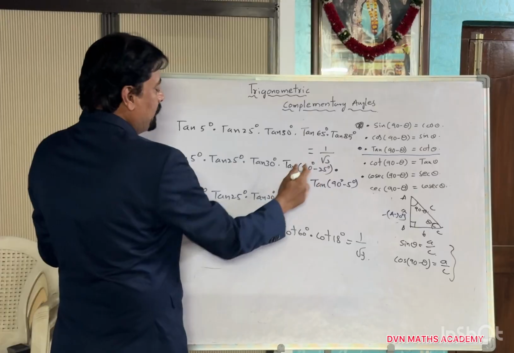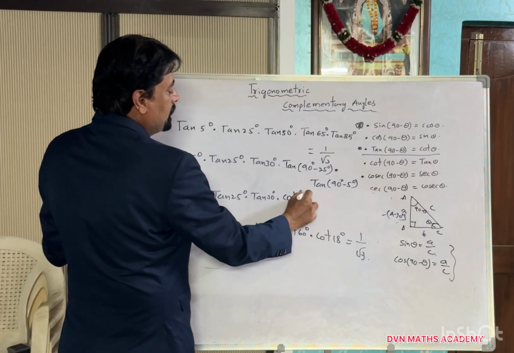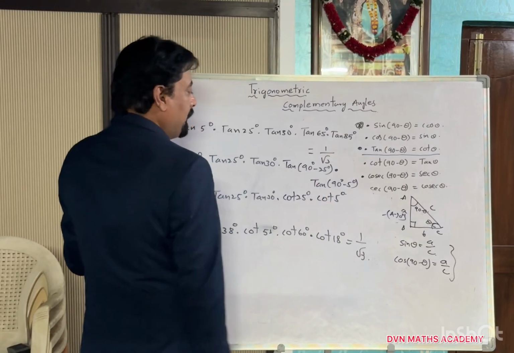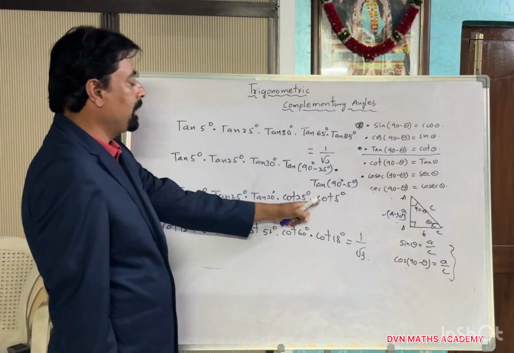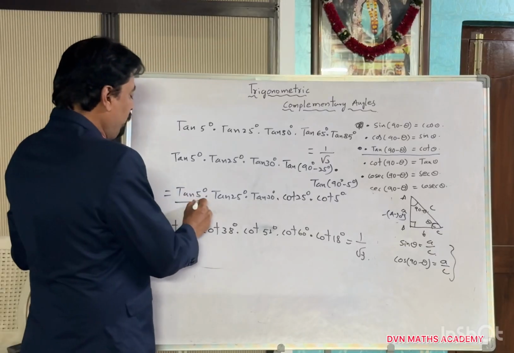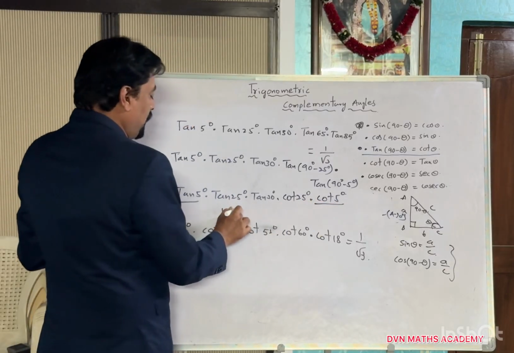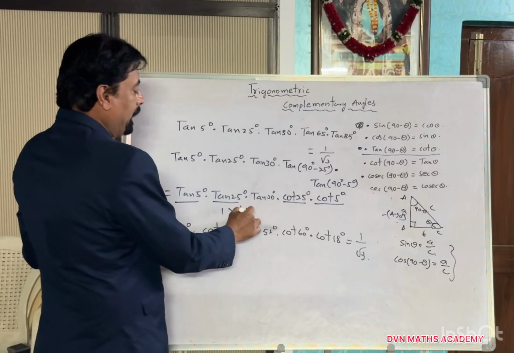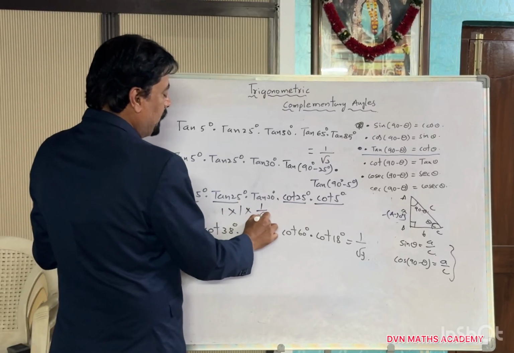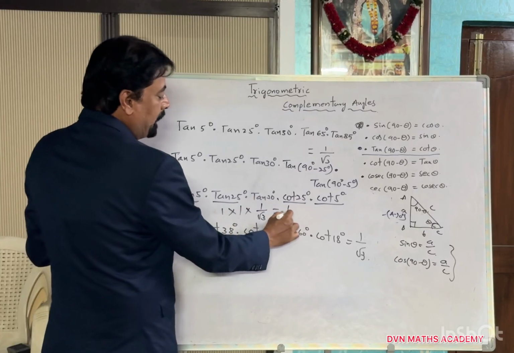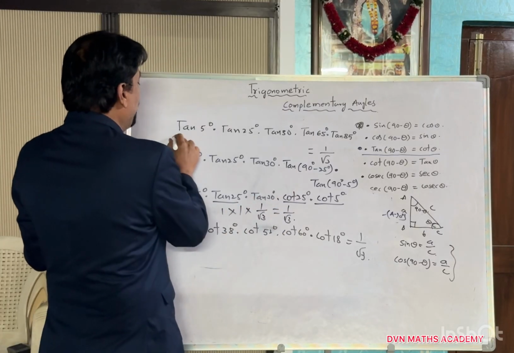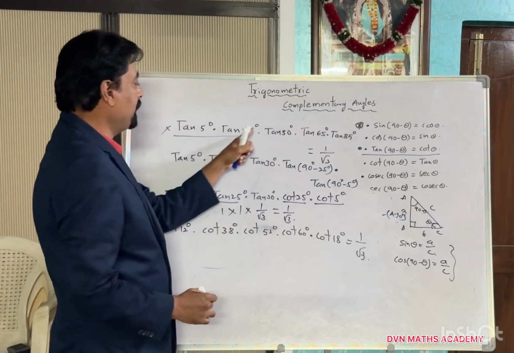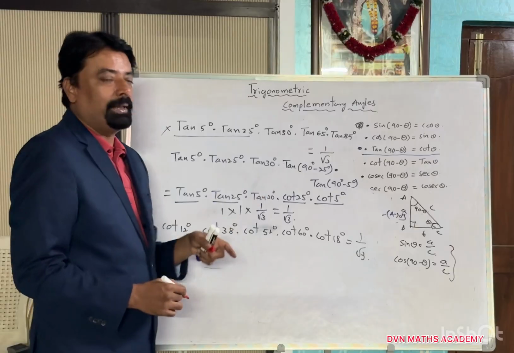So tan 90 minus 25 I can write as cot 25 degrees, and tan 90 minus 5 degrees I can write as cot 5 degrees. You know that tan and cot are reciprocals of each other. Tan 5 degrees into cot 5 degrees is 1, tan 25 degrees into cot 25 degrees is also 1, and tan 30 degrees is 1 by root 3. So 1 into 1 into 1 by root 3 is 1 by root 3. I have proved it: the product of these 5 terms is equal to 1 by root 3.